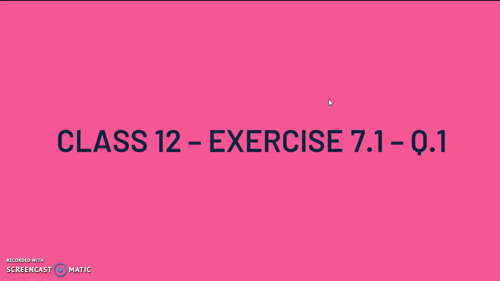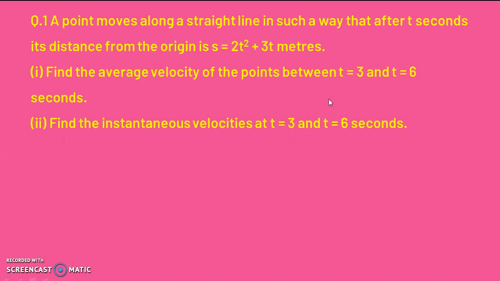So, let's move on to question number 1 in exercise 7.1. A point moves along a straight line in such a way that after t seconds, its distance from the origin is s equals 2t square plus 3t meters. So, a point is moving along a straight line from the origin. After t seconds, it will reach a point at a distance of 2t square plus 3t meters. Now we have to find the average velocity of the point between t equals 3 and t equals 6 seconds.